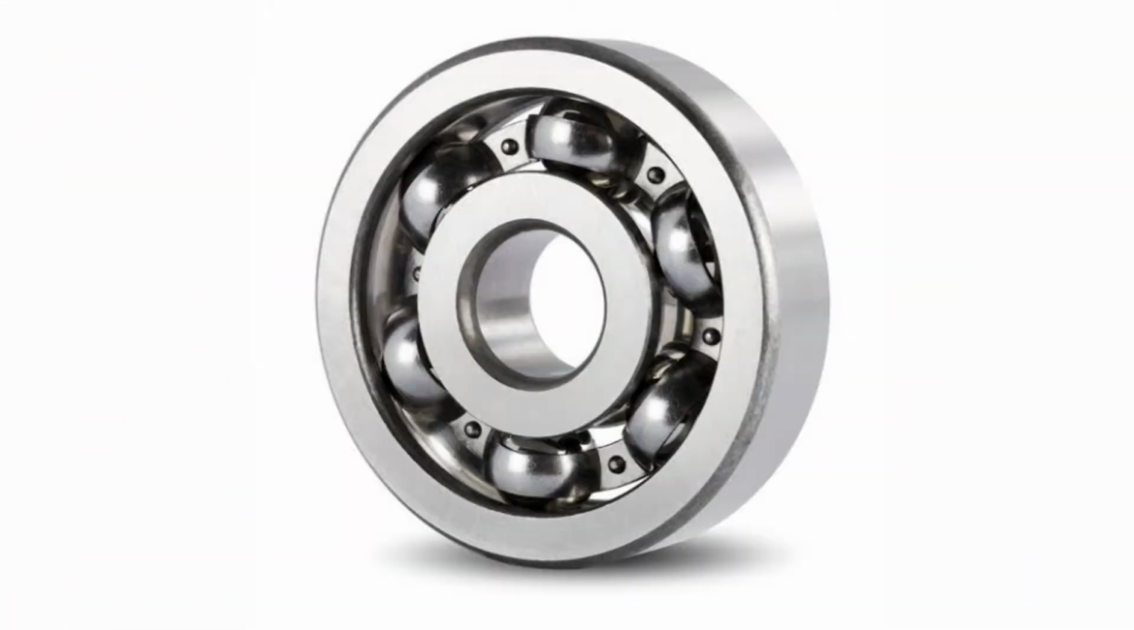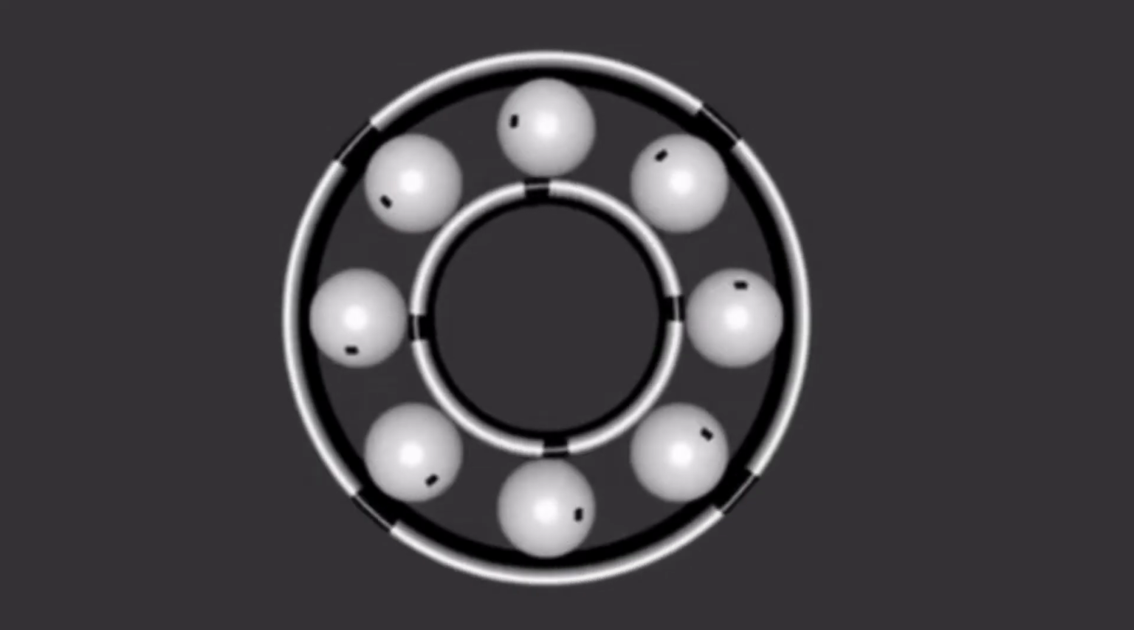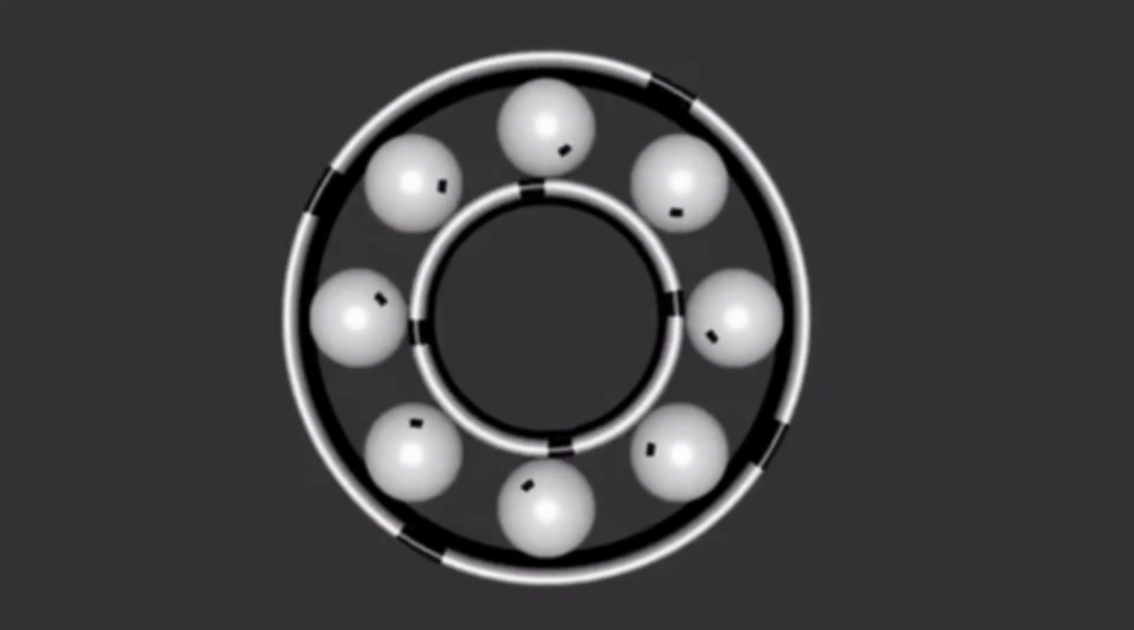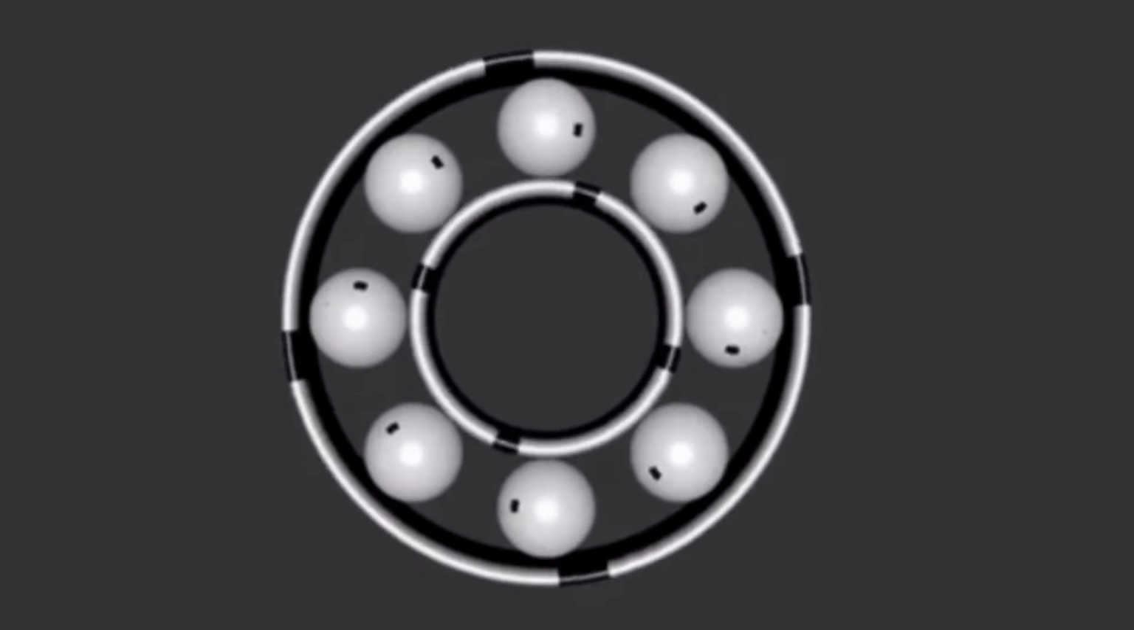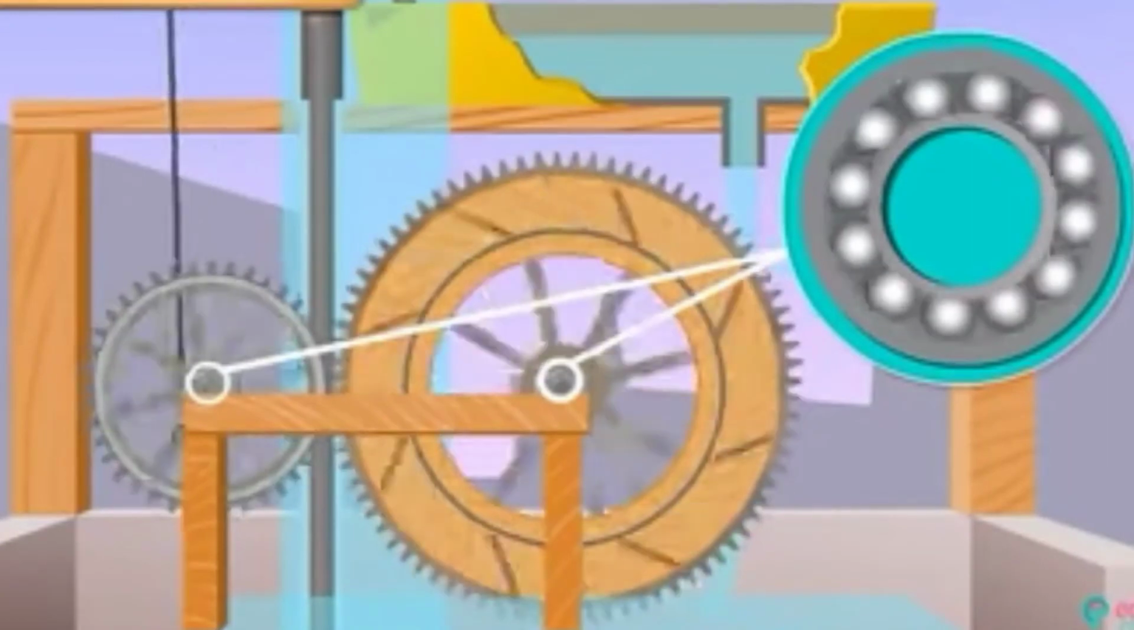Fourth, by using ball bearings. Ball bearings are used in machines to reduce friction. These are tiny steel balls often placed between moving parts of machines. It converts sliding friction into rolling friction.